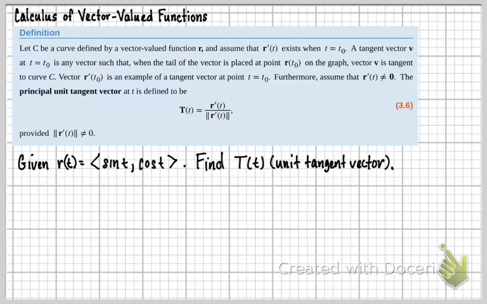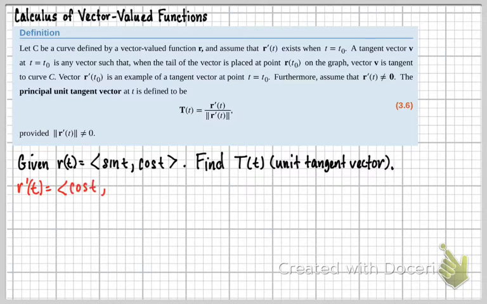So the first step here, we got a problem down below. It says given r of t being sine t, cos t, find capital T, which is my unit tangent vector. So the first thing we need to do here is find r prime t. In finding r prime t, it's just the derivative. And again, it's component-wise derivatives, so this is very quick and very simple if you know your derivatives.